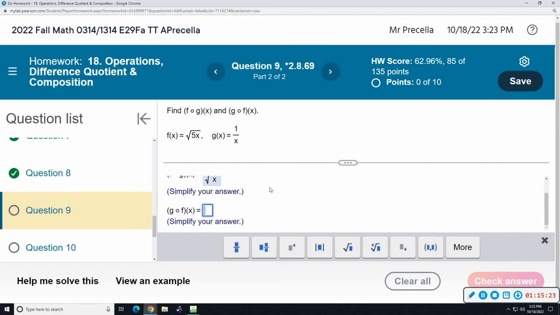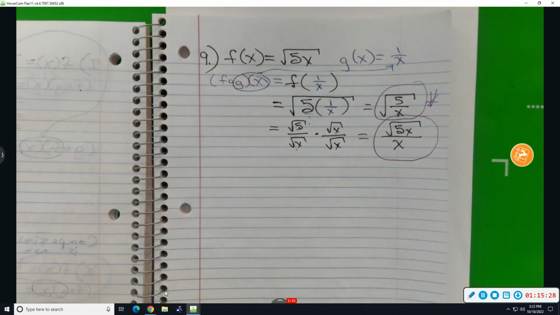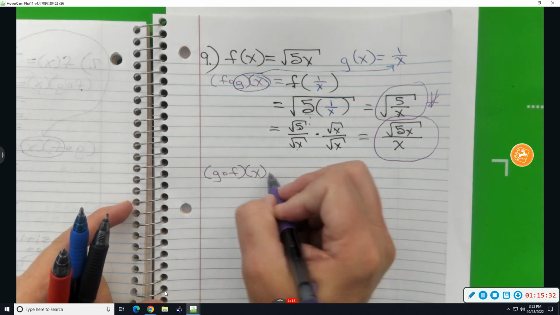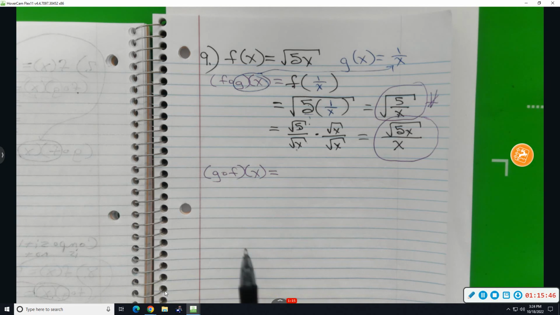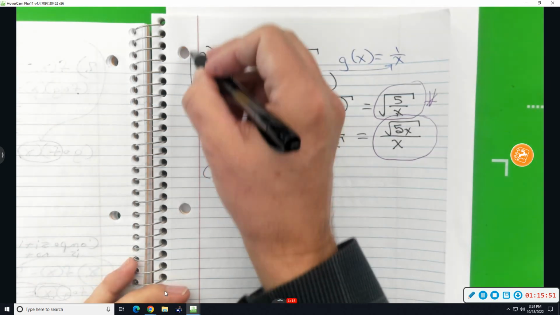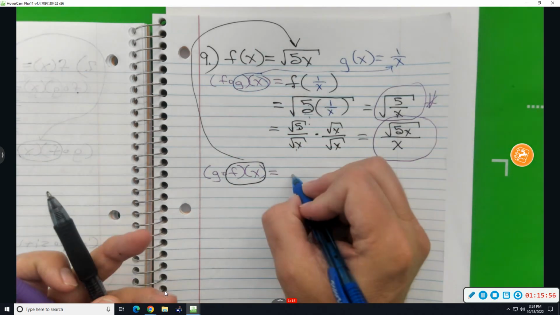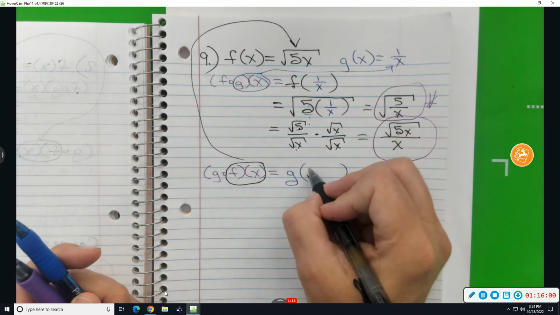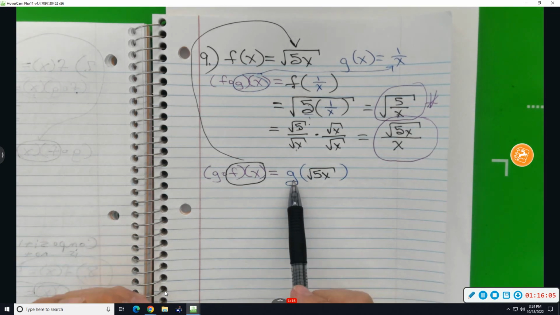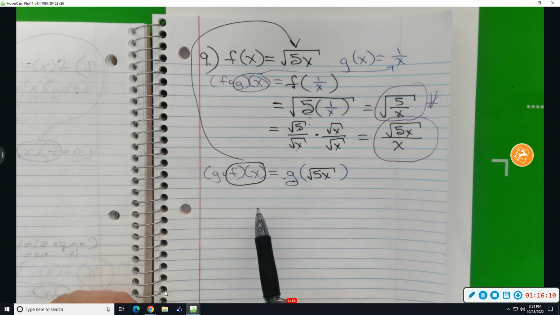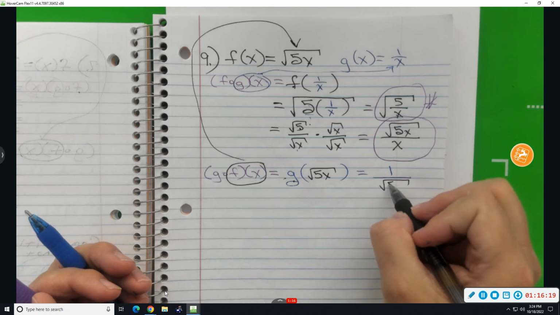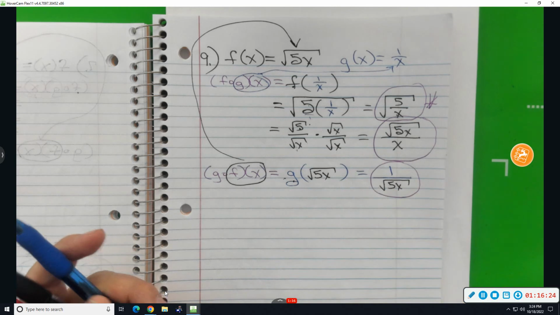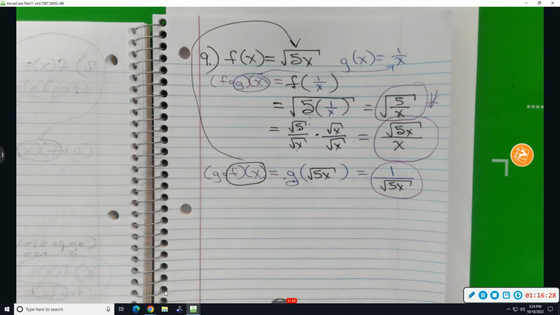Now we need g composed with f. We're going in the opposite direction. What's on the inside? I think g is on the outside, and the inside function is f of x. So we have g on the outside and the square root of 5x on the inside. That's saying go to g, and wherever you see a variable, replace it with the square root of 5x. So we have 1 over the square root of 5x. If you've rationalized it, you get the square root of 5x all over just 5x.